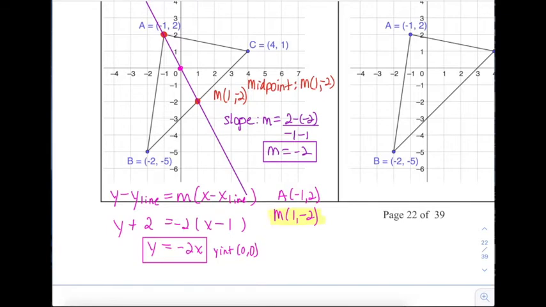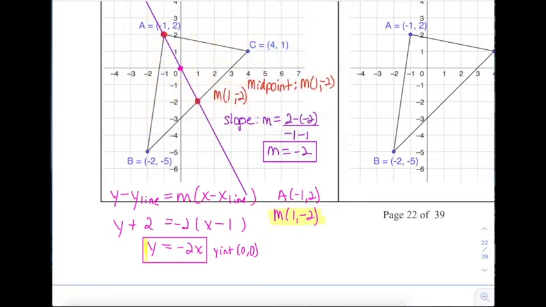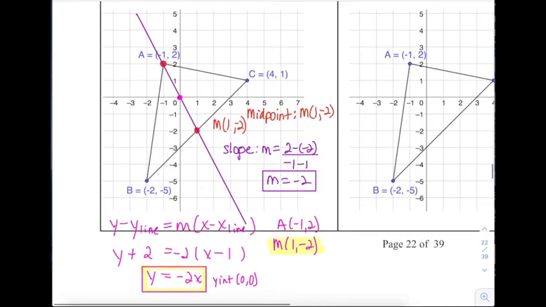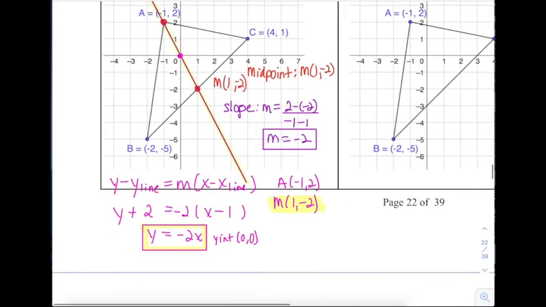We're finding the line. So the answer is y equals -2x. What we're trying to do is find the equation of this purple line. This thing is called the median. We're trying to find the equation of that line, so we need a slope and a y-intercept. In this case, the y-intercept happens to be 0.